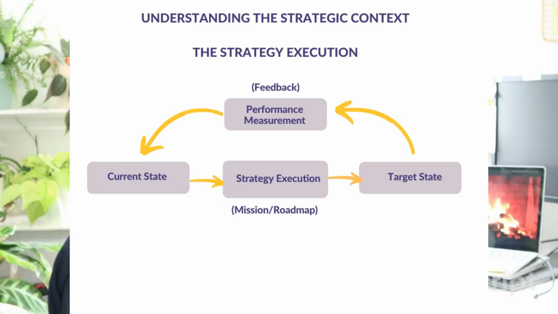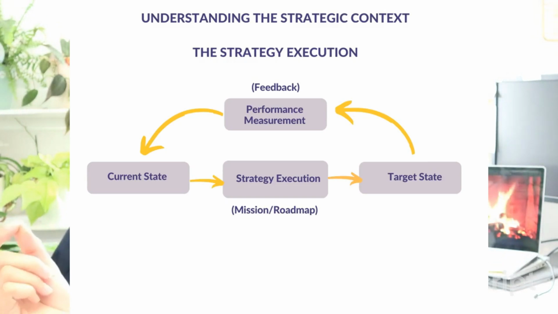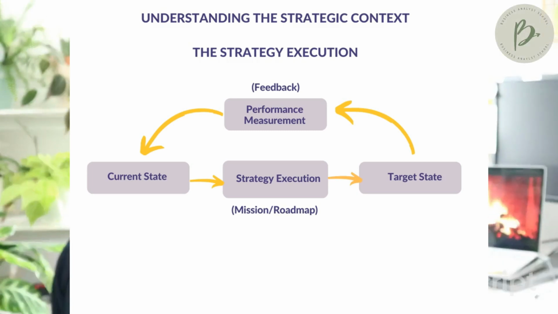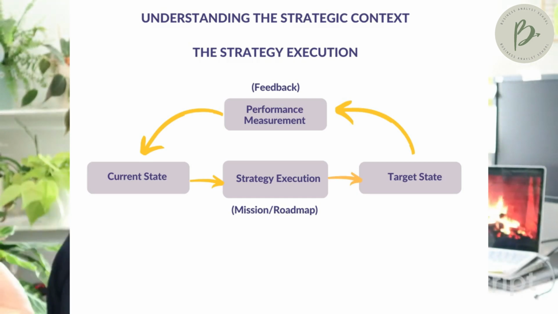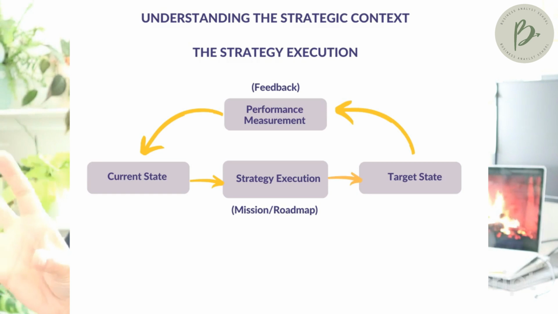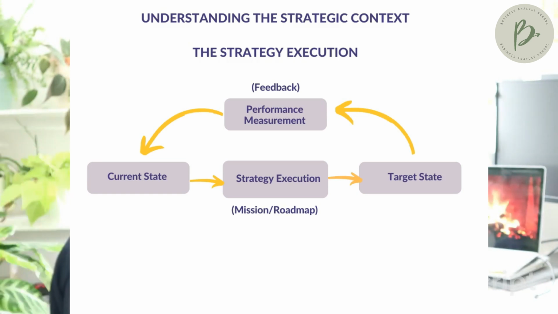Secondly, we need to understand what is the organization's desired target state. Where do we want to be? What is our to-be state? And finally, what is the plan that the organization has to move from the current state to the target state? This is also known as the strategic mission or the roadmap, also known as the strategic execution. What is our roadmap to reach our target goal for the next 5 years?